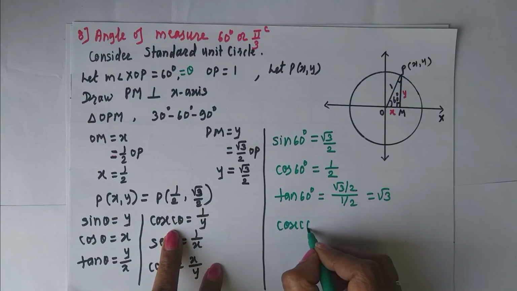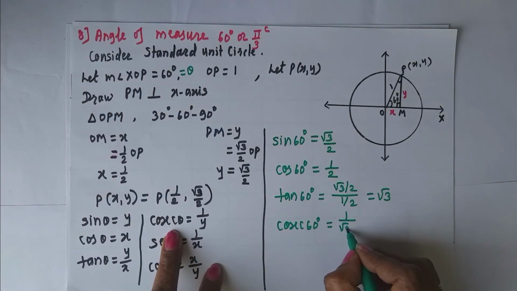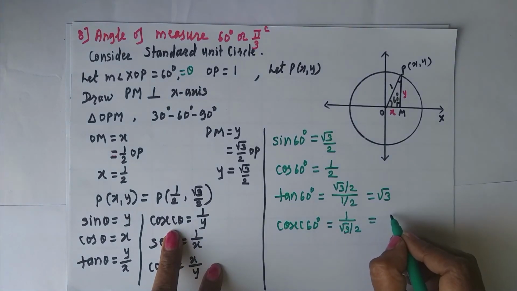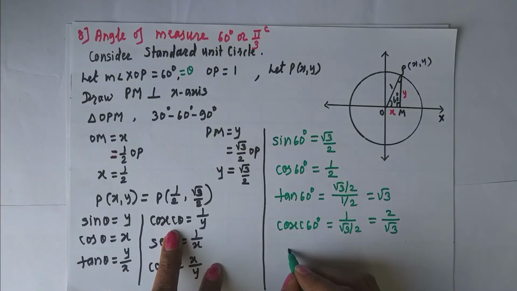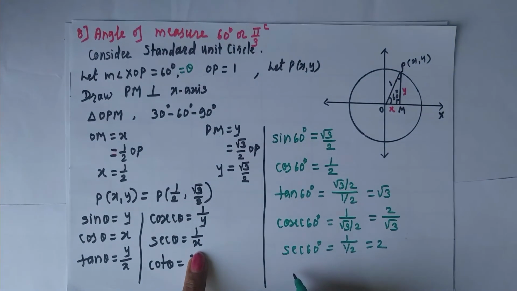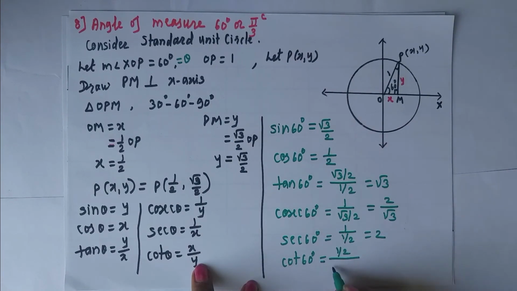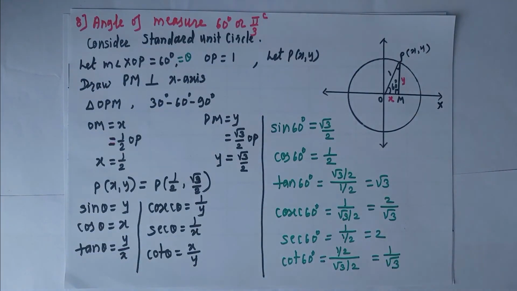Then cosec 60 will be 1 upon y. What is y? That is root 3 by 2. Therefore, this will be 2 by root 3. And sec 60 is 1 upon x, that is 1 upon half. That will be 2. And cot 60 is x by y, that is half divided by root 3 by 2, and after simplification this will be 1 by root 3. In this way, we have found all the trigonometric functions of the angle 60 degrees, that is pi by 3 radians.